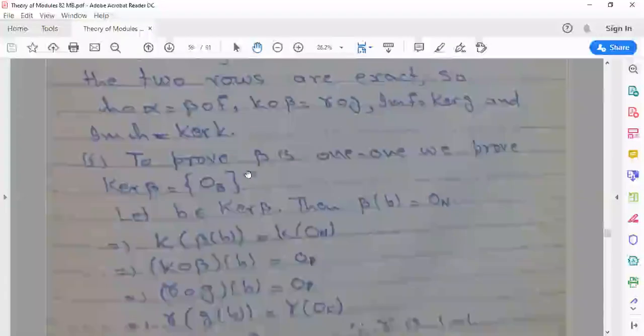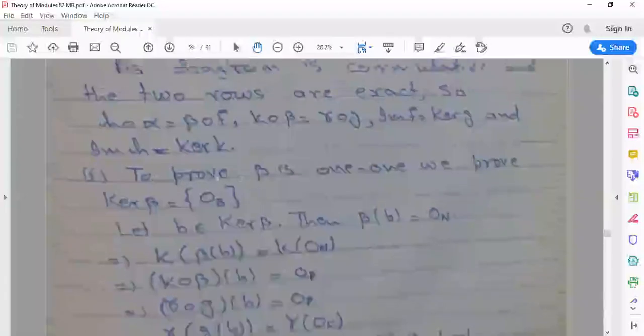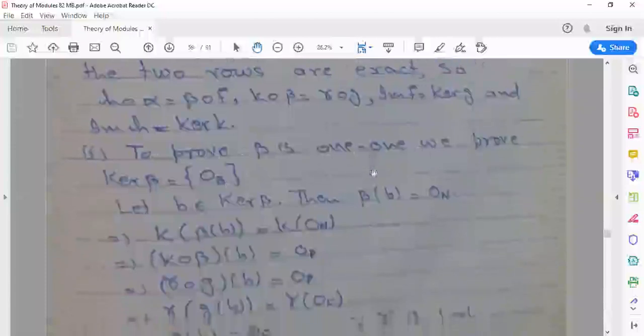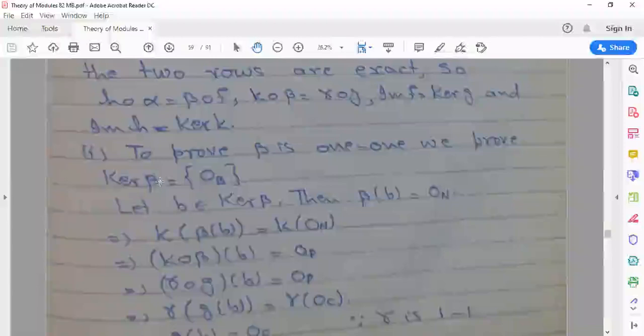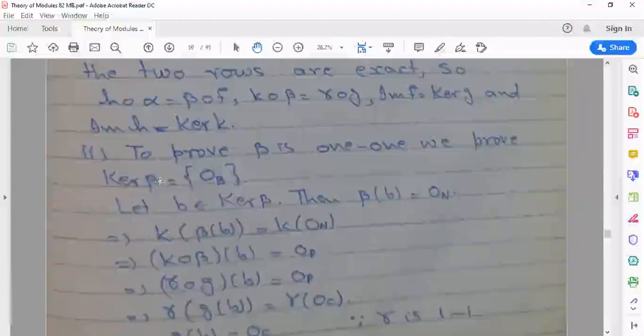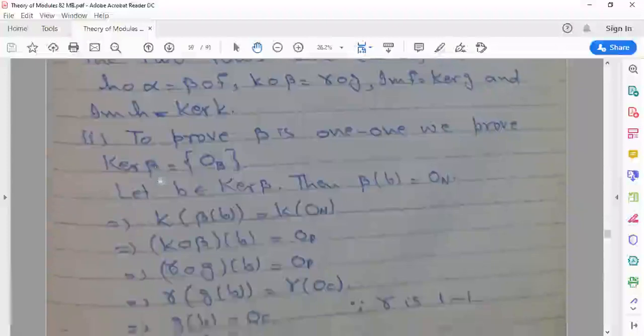After this, to prove beta is 1-1, we use a very well-known result: a function is said to be 1-1 if and only if the kernel of the function is equal to 0. We have also studied this in group theory and in module theory. So by taking help from this theorem, we prove that beta is 1-1. For this we have to prove that the kernel of beta is equal to 0.